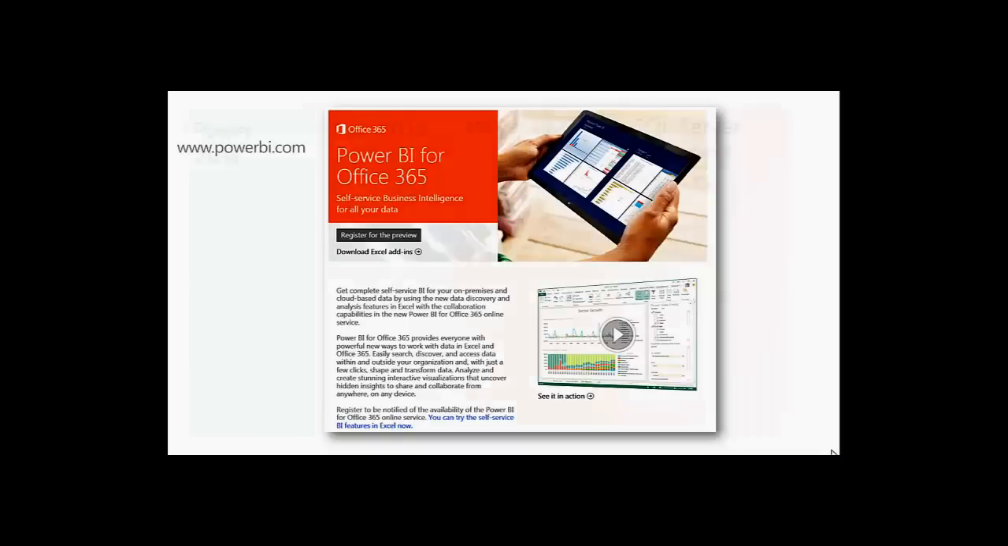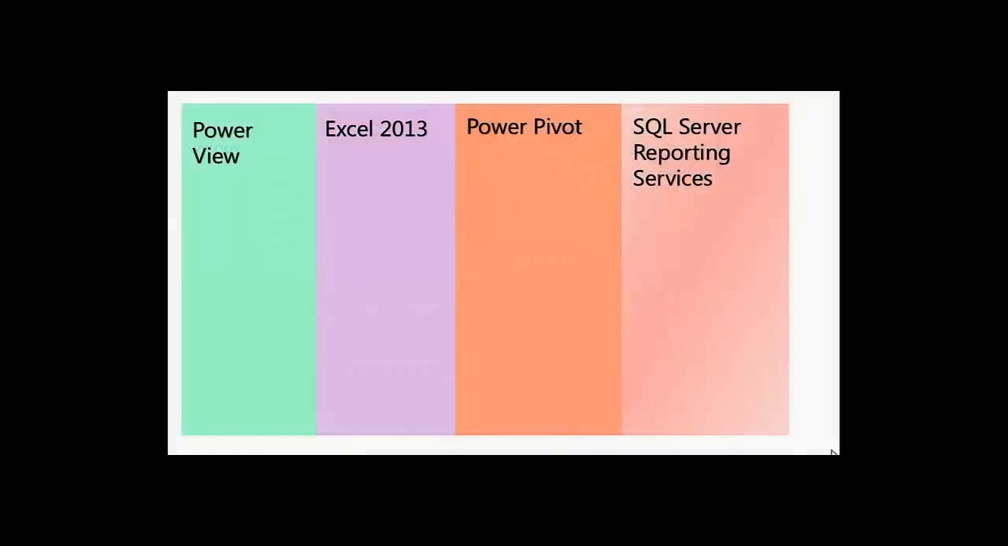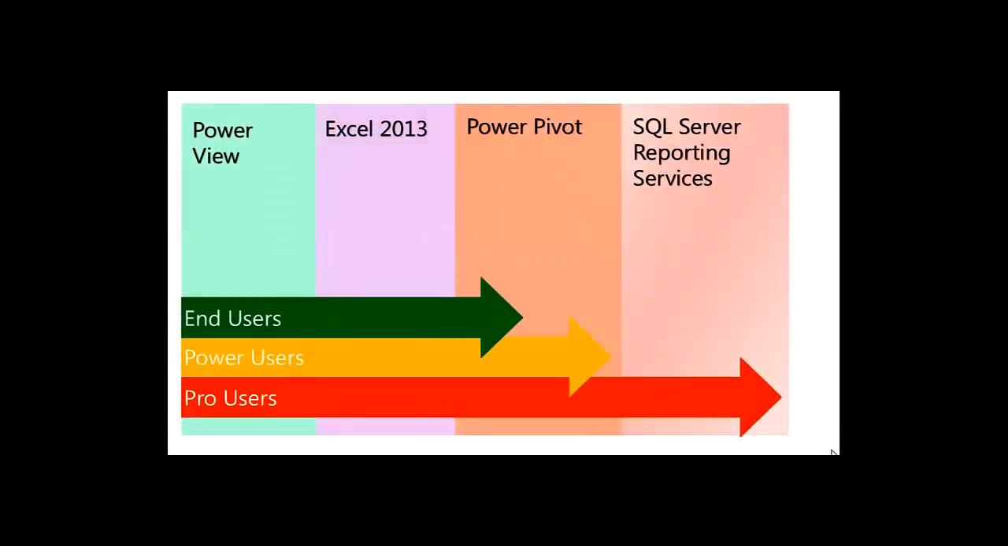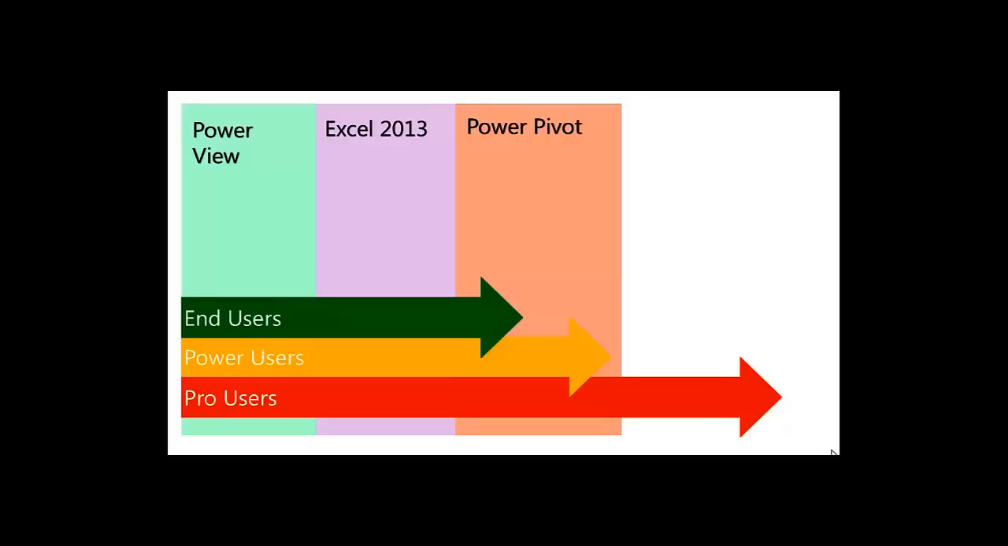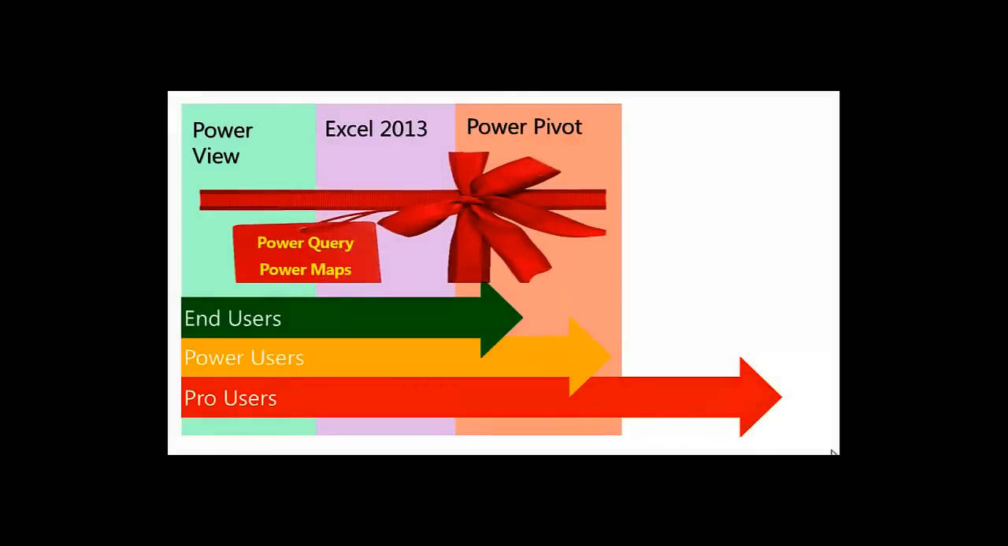When I think about our tools, I try and classify them by user groups. It all does come down to self-service, what works for each user's needs. Today I'm going to focus on these areas: Power View, Excel, and Power Pivot. In future blogs, I will also cover using Power Query and Power Maps with the same data set.